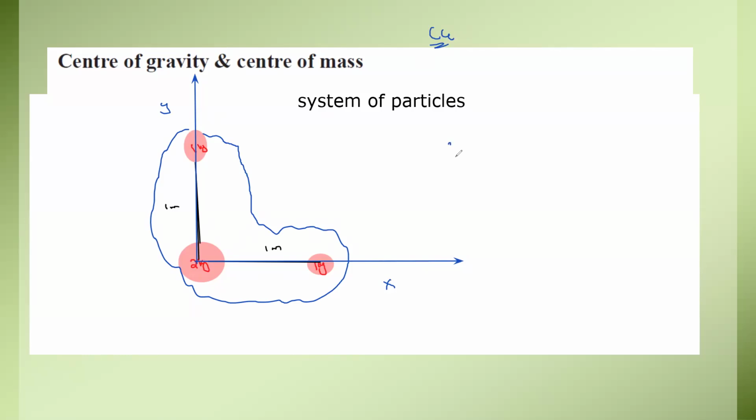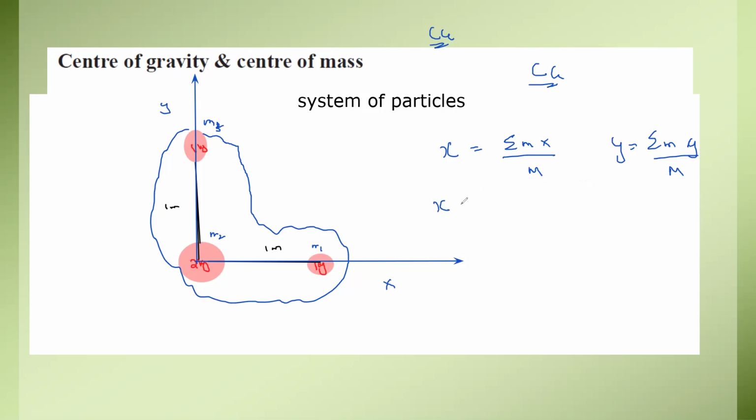How to work out the x coordinate? We sum the mass times x, divided by the total mass. And for the y coordinate, sum the mass times the y coordinate, divided by M. This is the first mass m1, this is m2, and this one is m3. Now if I want to work out the x and y coordinates of the center of gravity, meaning which position it will act.